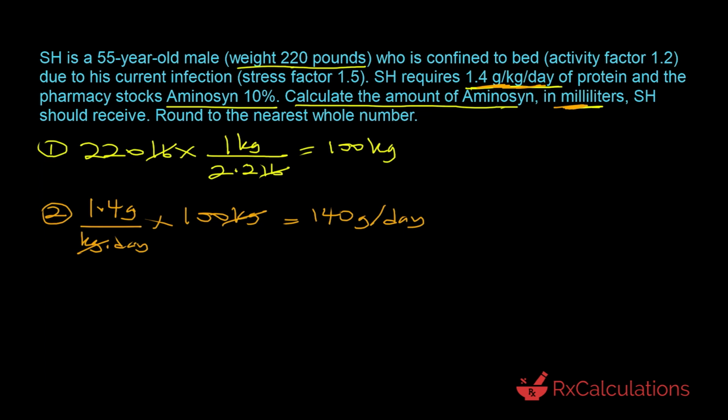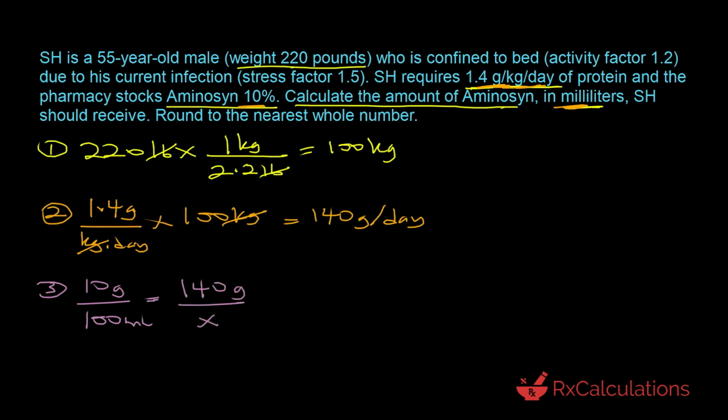How are you supplying this patient 140 grams a day? Are you giving this patient chicken? No. You are basically using Aminosyn 10%. So the 10% is also going to remind us of percentage concentration. And so what that means is we have 10 grams, right, of protein in every single 100 milliliters. This patient needs to get 140 grams of protein per day.